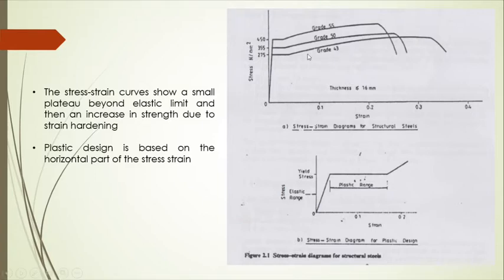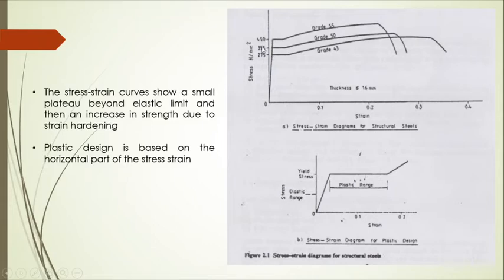So as we said earlier, you have 3 grades of steel: 43, 50, and 55. The grade of steel indicates the strength of steel, which is denoted by stress. So at grade 43, the maximum stress it can sustain is 275 Newton per millimeter square. Grade 50 can sustain 355, and grade 55 can sustain up to 450.